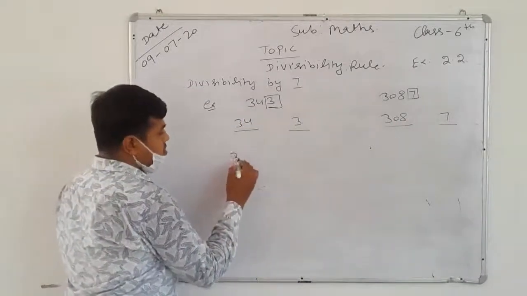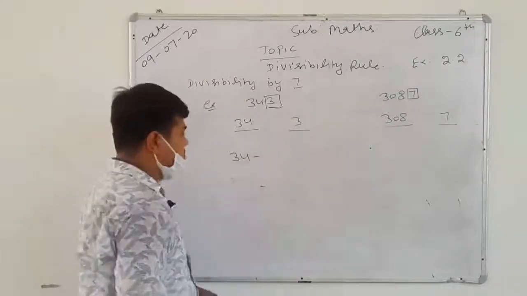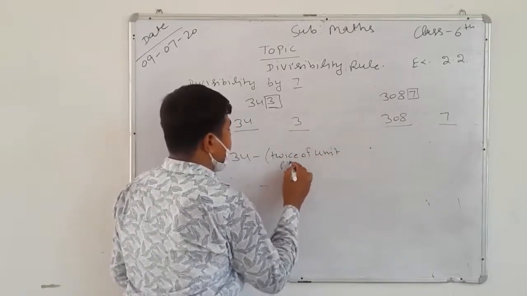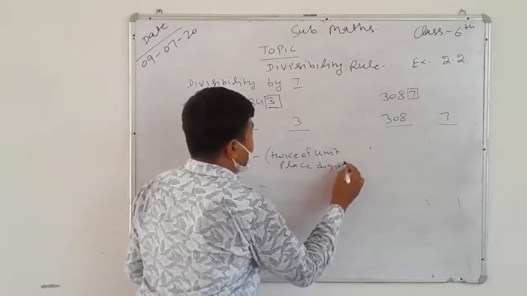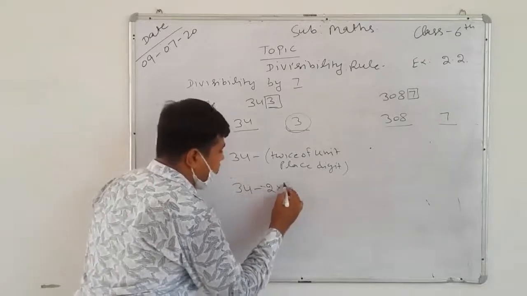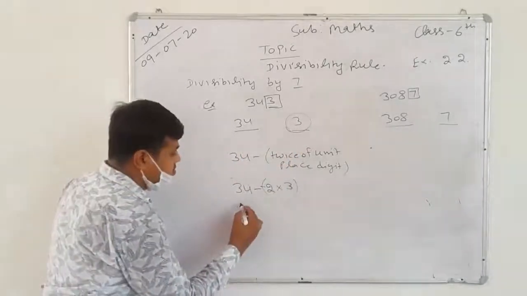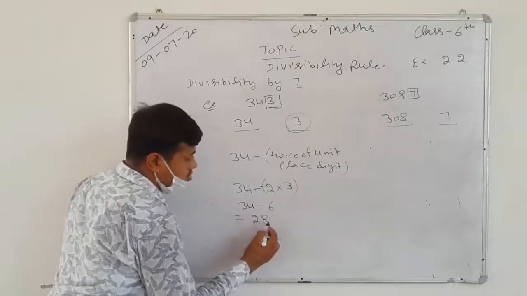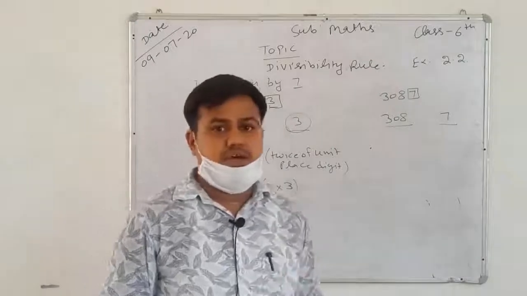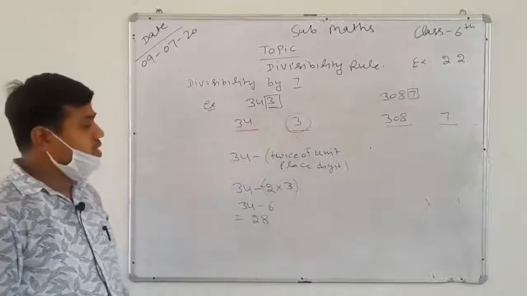Then from 34 we have to subtract twice the unit place digit. The unit place digit is 3. So from 34 subtract twice, meaning double, the unit place digit, which is 3. 34 minus 6 is 28, and we know that 28 is divisible by 7, because 7 fours are 28. So 28 is divisible by 7. It means 343 is also divisible by 7.